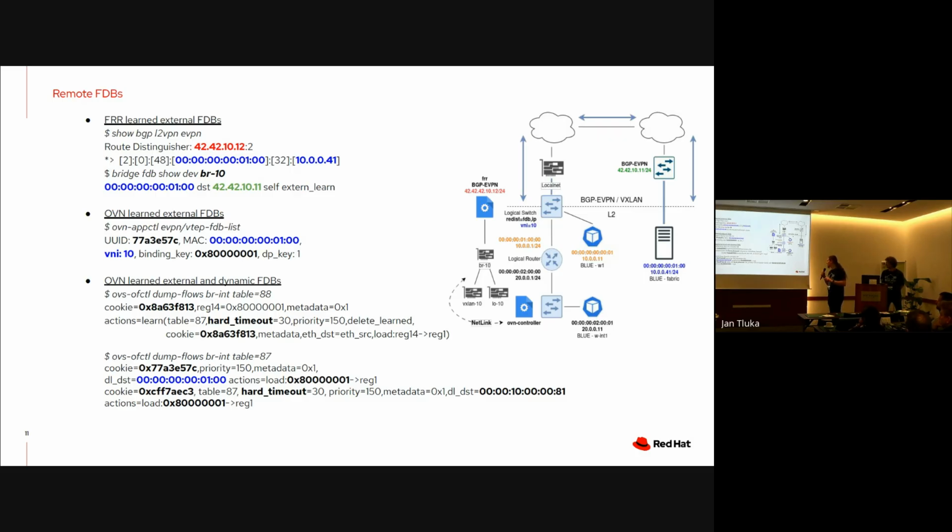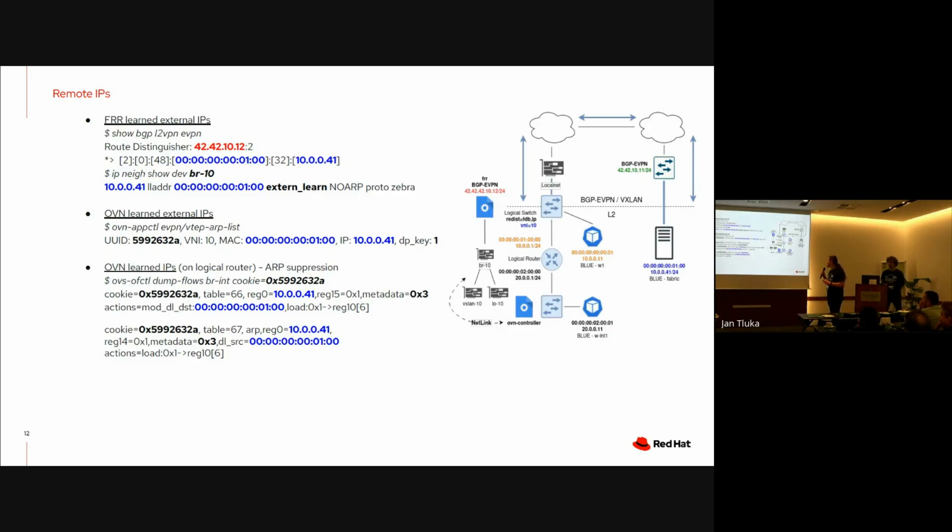Sorry, I forgot to mention, there is also dynamic FDB. If there is traffic coming from the fabric with a MAC address that is not advertised by BGP, we are actually capable of learning that MAC address, so we don't have to flood it when we try to use it from OVN, like on the way back, or if we want to initiate traffic to that workload as well.